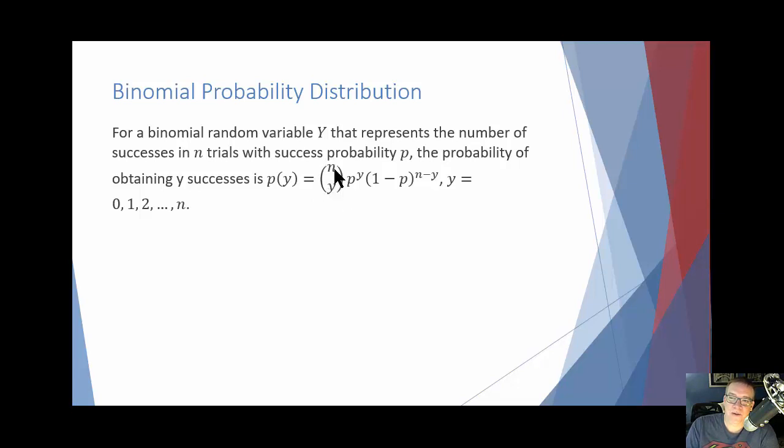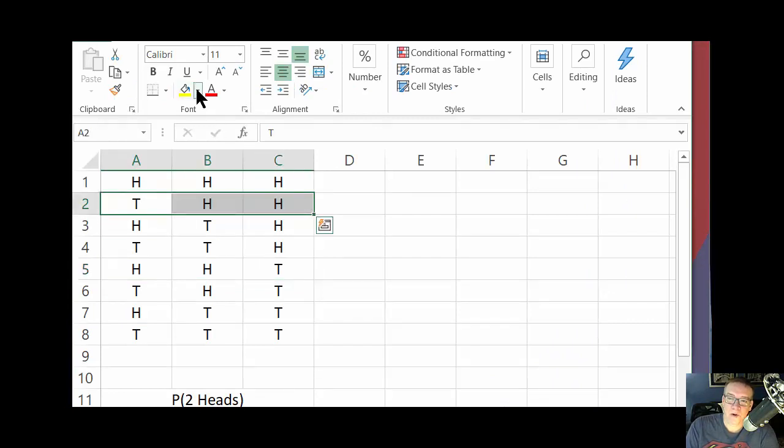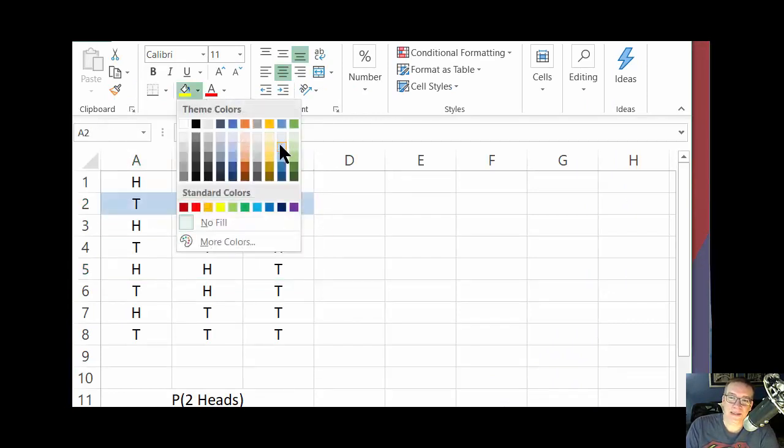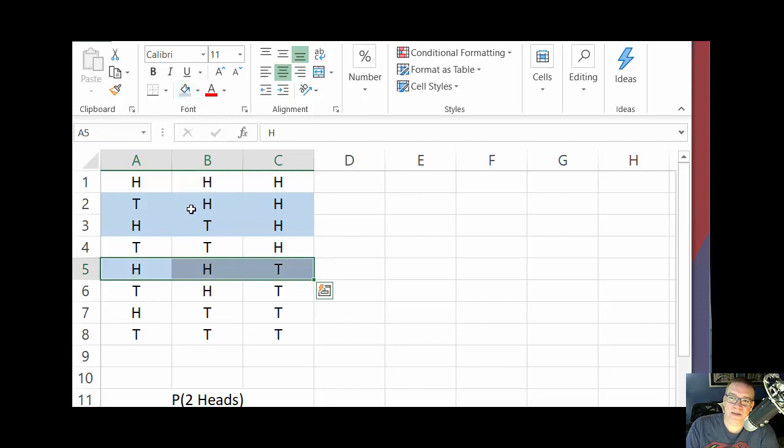But where does this part over here come from? Why are we multiplying that by some number out here in front? Well, if we go back over here and look at this, we can see that there are 3 different ways in which we can get 2 heads. We can get 2 heads here in this outcome, we can get 2 heads here in this outcome, or we can get 2 heads here in this outcome.